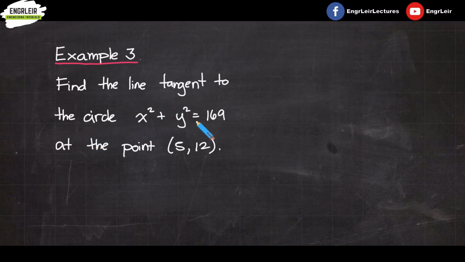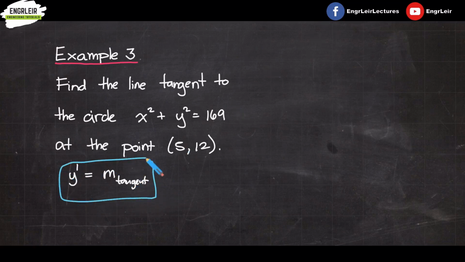For our next example, example number 3, we have: find the line tangent to the circle x squared plus y squared equals 169 at the point (5, 12). So, what we are looking for here is the tangent line. And remember, when we have a tangent line to a function, the application of derivatives here is that the first derivative is equal to the slope of the tangent line. So, that will be our concept for example number 3.